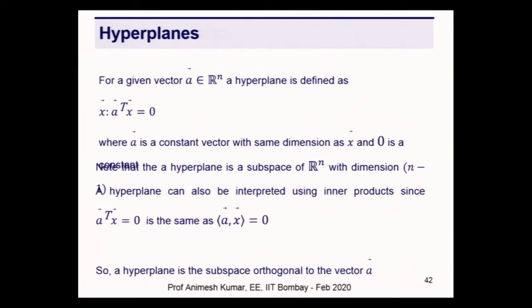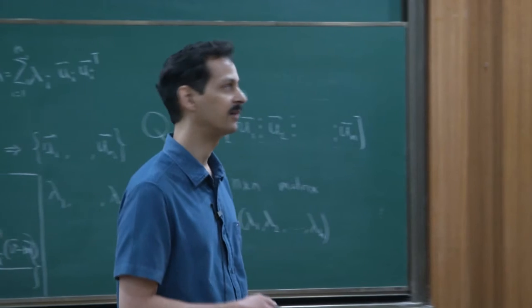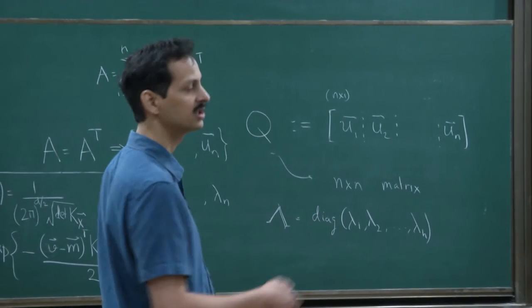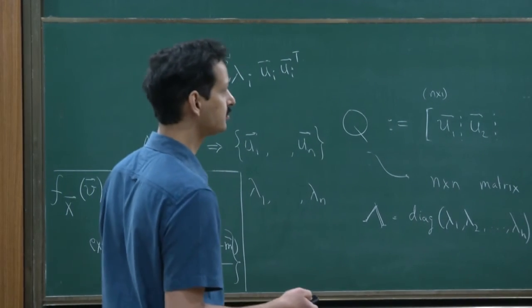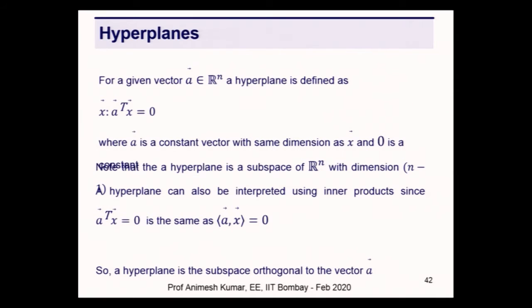All right. So this hyperplane is n minus 1 dimensional, and because it passes through the origin, it happens to be a subspace. All right. So the a vector once again is a constant here. It has the same dimension as the X vector, so that we can take the inner product. If their dimensions are not the same, you cannot take the inner product. And 0, of course, is the origin or the constant.